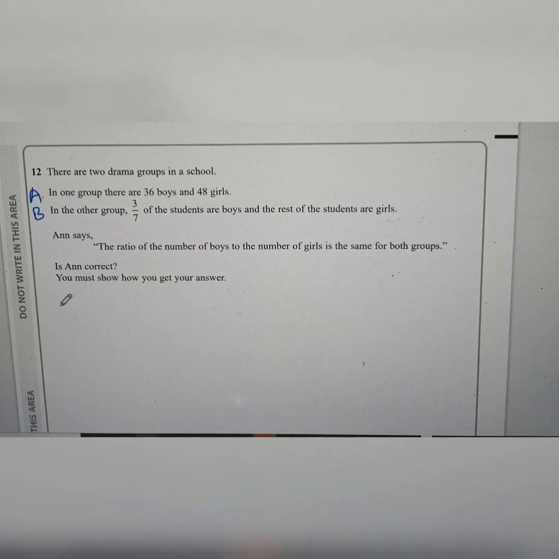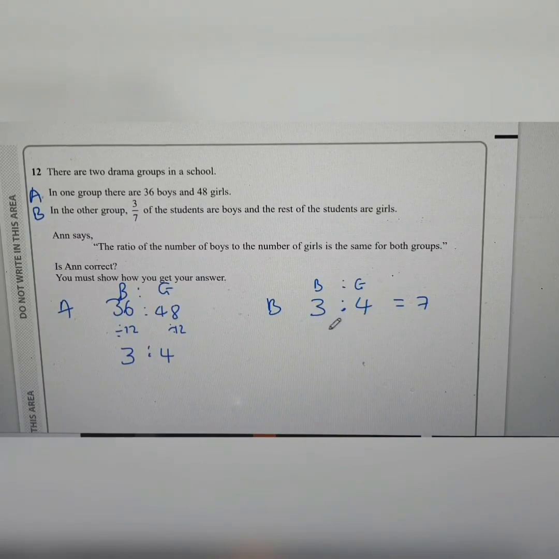So group A is 36, so boys to girls is 36 to 48, which you can cancel down by dividing both by 12. If you divide both by 12, this would be 3 to 4. And then in group B, 3/7 of the students are boys, so 3/7 are boys and the rest are girls, so boys to girls. Okay, so you can see that the ratio is the same for both.